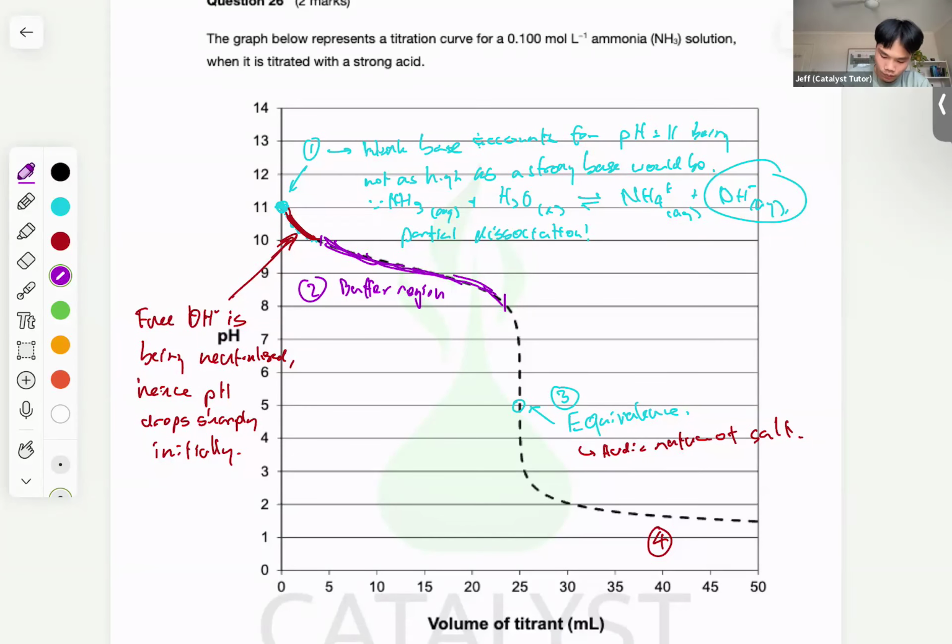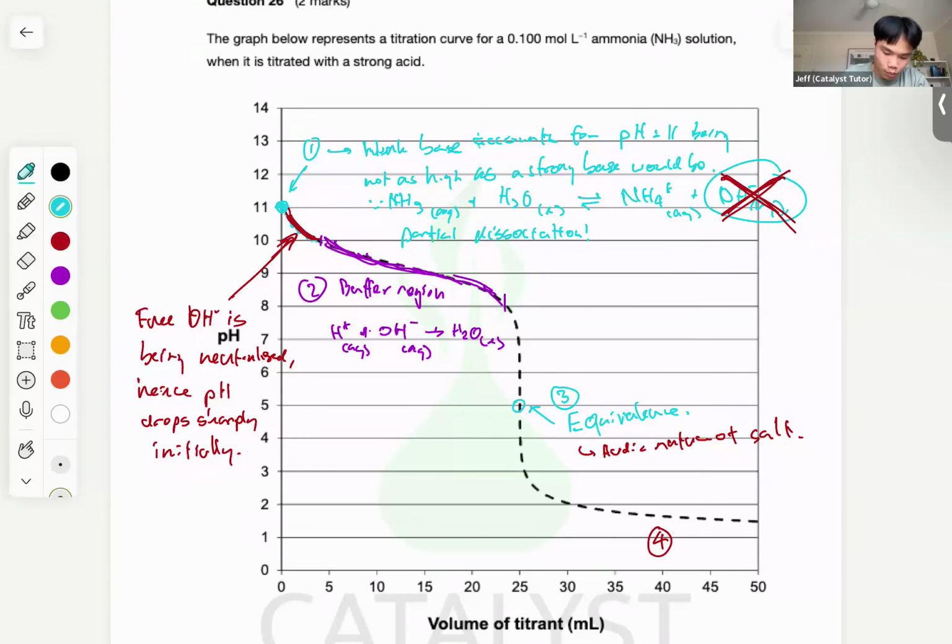So when you're adding in your H plus, you're reacting off OH minus. H plus plus OH minus is turning into H2O. And that is going to be reacting off any of the OH minus that is present in the solution. And if that's the case, you'd expect pH to start dropping sharply, but instead it flattens out. So how is the pH change being resisted by this buffer?